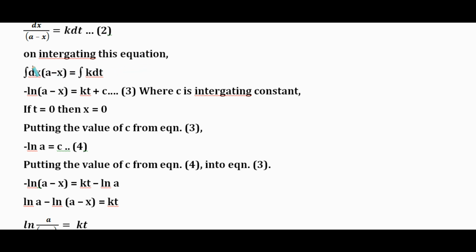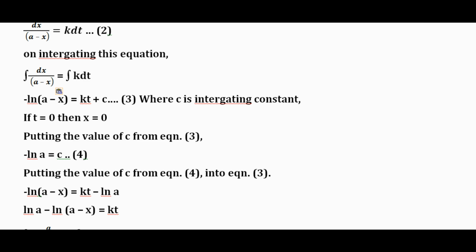On integrating this equation, we get minus natural log of (a minus x) equal to kt plus c, where c is the integration constant. If t equal to 0, then x equal to 0. Putting these values in the equation, we get minus ln a equal to c. It is the value of c.